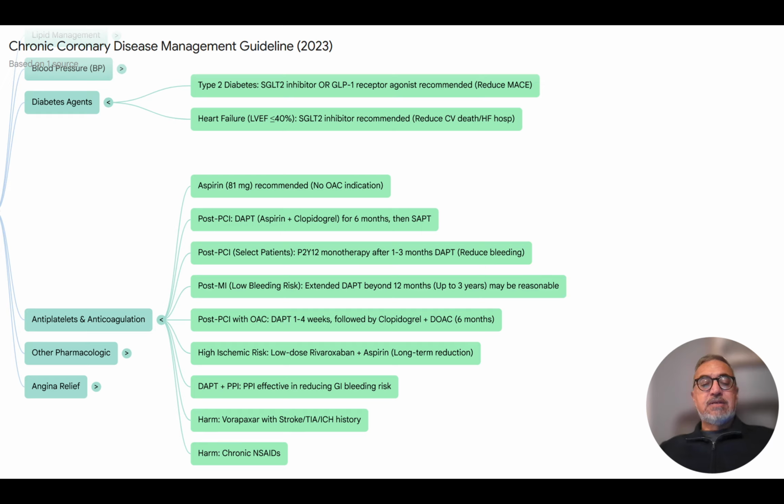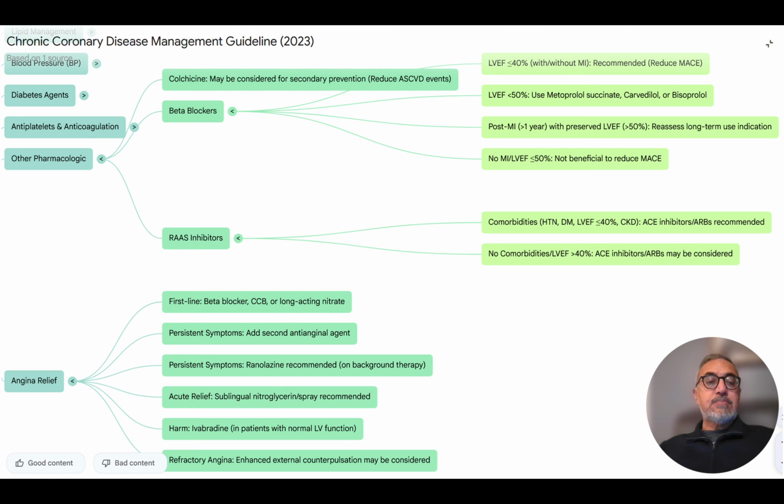For patients who meet criteria for the COMPASS trial, that is, those with CAD with PAD, CAD with diabetes, CAD with obesity, you should consider Xarelto with aspirin. And DAPT with PPI may be effective in reducing GI bleeding risk. Some agents such as vorapaxar cause harm, and NSAIDs cause harm and should be avoided.